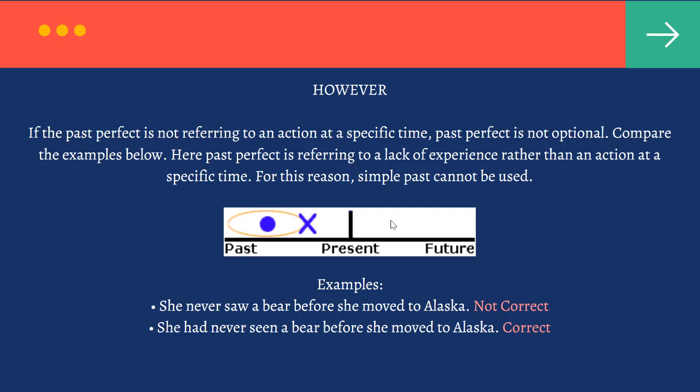Then when there is a specific time, past perfect is optional. But when there is no action, there is no specific time available, then you have to use past perfect. It's not optional anymore.